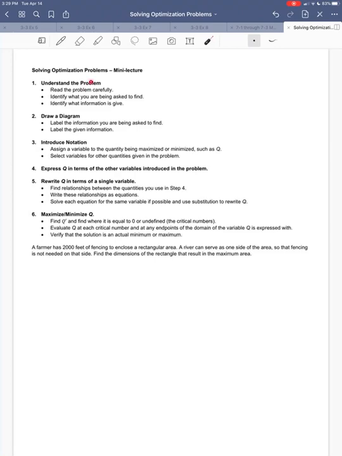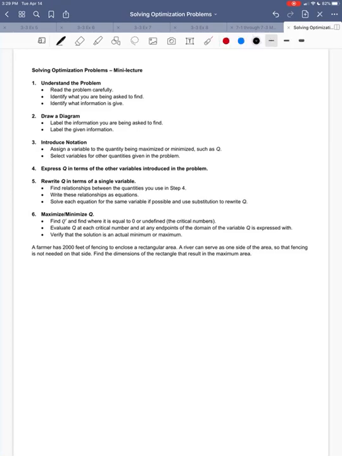So first, understand the problem. Read the problem carefully, identify what we're being asked to find and what information is given. So down here, a farmer has 2,000 feet of fencing to enclose a rectangular area. A river can serve as one side of the area so that fencing is not needed on that side. Find the dimensions of the rectangle that result in the maximum area. So we're being asked to maximize the area, and we're told how much fencing we have. Parts 2 and 3 here, draw a diagram and introduce notation. Those sort of go together here.